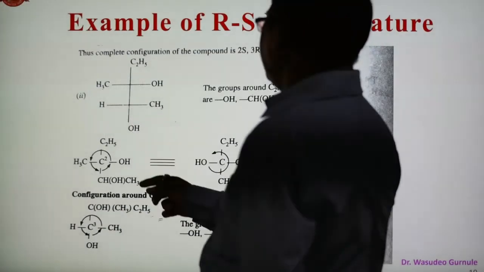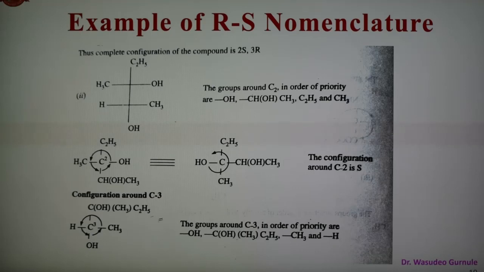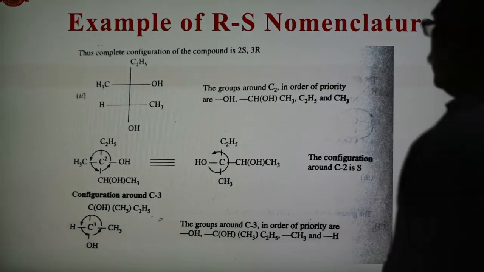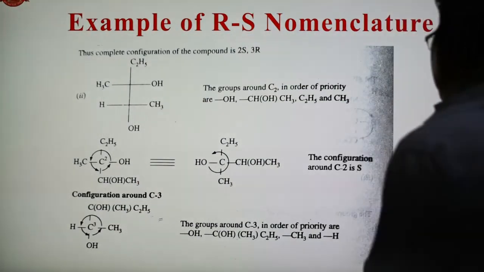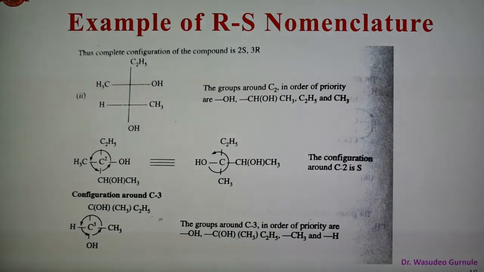So this is the C3. So the groups around C3 in order of priority are first OH, then CHOH, then C2H5, and CH3, and last is the H. So around C3 we have to know the configuration. In this way, we know the different configurations of the second. This is S, and this is H, and this is shown here anti-clockwise, S. So all these are examples to determine R and S configuration of the organic compound.